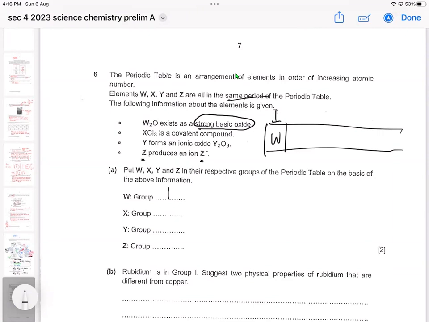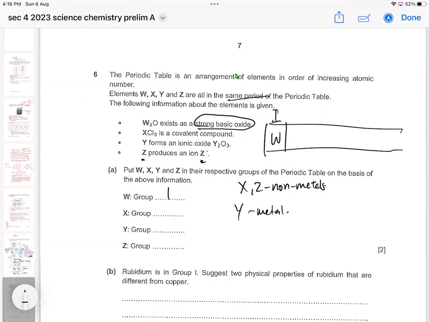Z says produce an ion, a negative ion. So this is also on the left-hand side. So I know that X and Z should be non-metals. And then Y is an ionic compound, so Y is a metal.